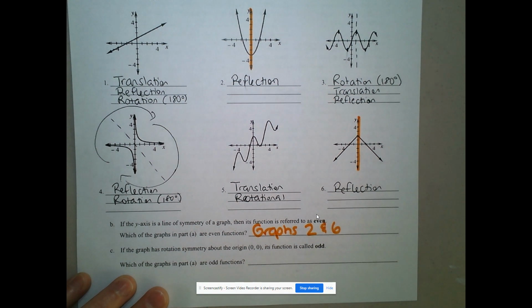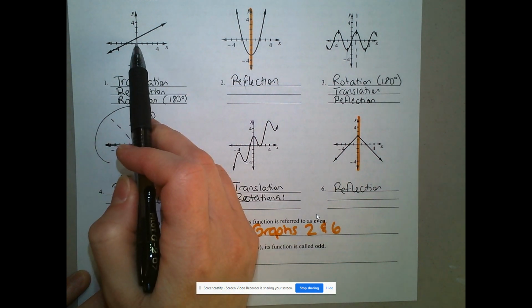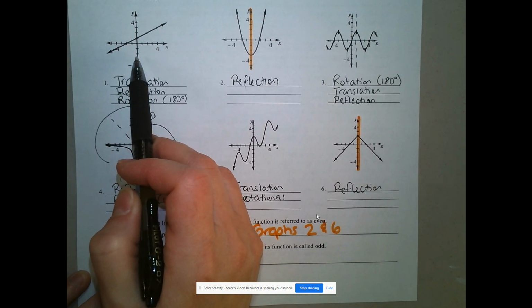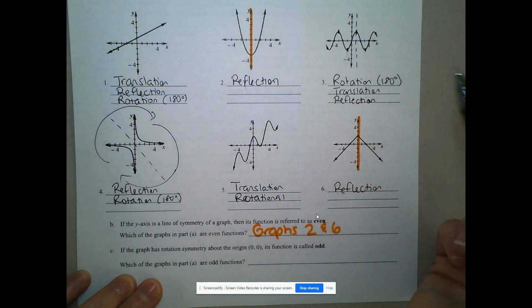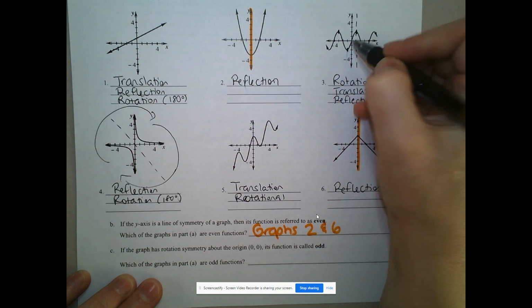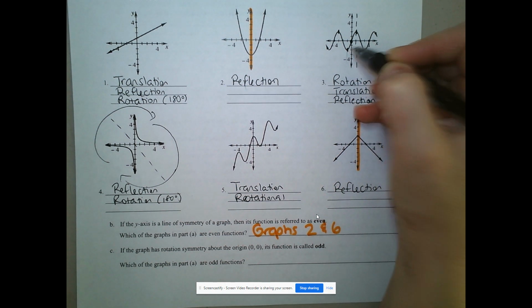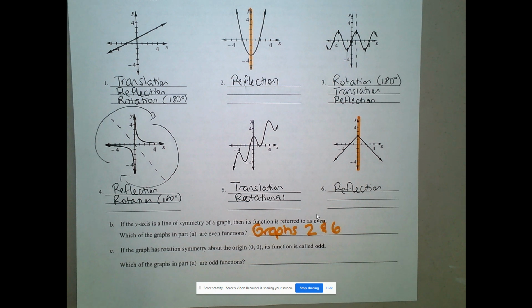If the graph has rotation symmetry about the origin 0, 0, its function is called odd. Which of the graphs have what's called an odd function, rotation symmetry about the origin? So this one we said we could rotate, but it wasn't around the origin because that would move it down here below the origin, so that's a no. This one did not have rotation. This one did have rotation, and it is in fact around the origin because we would put a little dot here and this maximum would become this minimum. So graph 3 is considered an odd function.